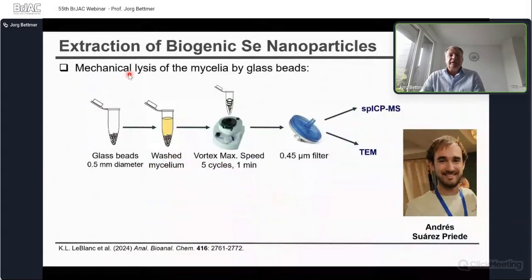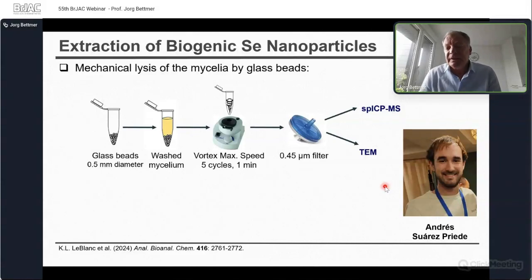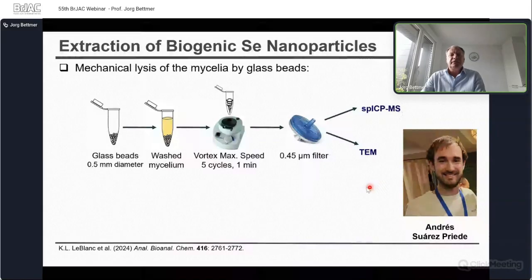In this case, we did again the same lysis of the mycelia. The student who was responsible for this was Andres Suarez, who will defend his PhD at the end of the year. And he used a very similar mechanical lysis of the mycelium, again using these glass beads, and again brought these suspensions to either single particle ICP-MS or to transmission electron microscopy.